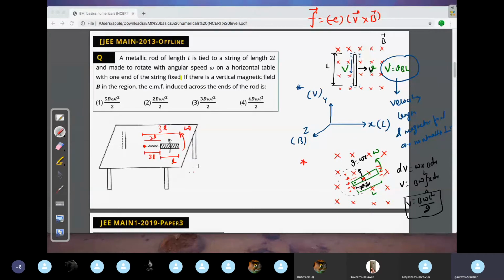So what is the EMF value we'll get? V equals B omega, integration x dx. We'll get the same thing, but only the limit of integration changes, from 2L to 3L. So we get B omega x square by 2 from 2L to 3L. B omega by 2 will be outside. 3L square will give 9L square minus 2L square, so we'll get total 5L square. So we get 5B omega L square by 2. That's it. Question is over.